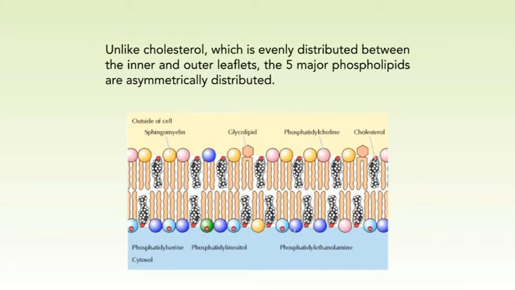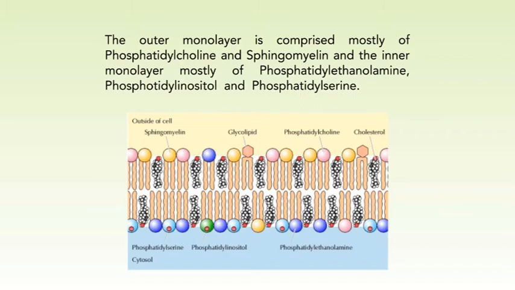Unlike cholesterol, which is evenly distributed between the inner and the outer leaflets, the 5 major phospholipids are asymmetrically distributed. The outer monolayer is comprised mostly of phosphatidylcholine and sphingomyelin, and the inner monolayer mostly of phosphatidylethanolamine, phosphatidylinositol, and phosphatidylserine. The maintenance of an asymmetric phospholipid distribution in the bilayer is critical for cell integrity and function. Glycosphingolipids account for about 3% of the molar concentration of membrane lipids.